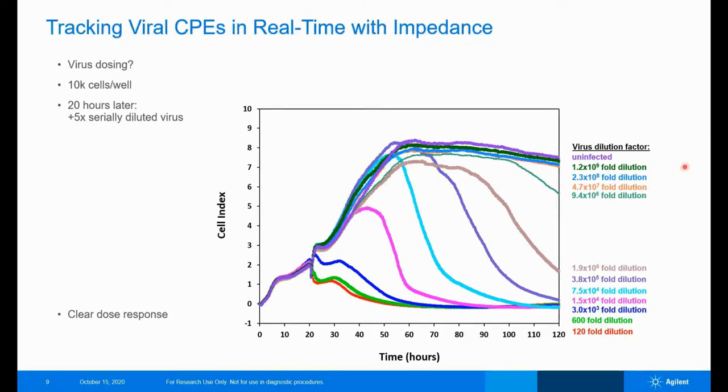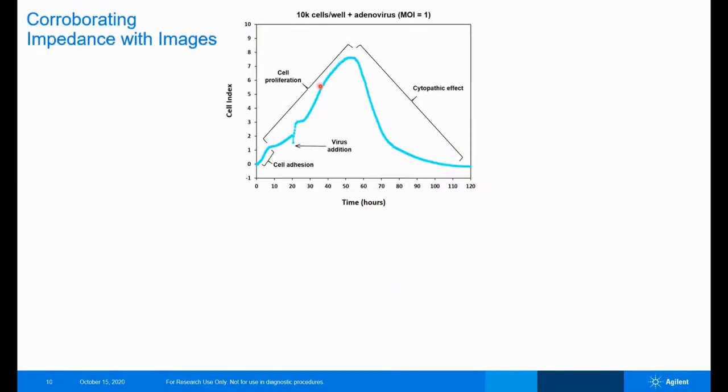I'm representing this here as virus dilution factor, but we can also represent it by the MOI. Ultimately, what we decided was that we would work with a very common MOI for a screening or a characterization assay, and that's that we would work at an MOI of 1, represented here by this aqua trace. In this next slide, I'm going to zoom in to that condition. And what I'd like to address is the issue of what this impedance data actually reflects.